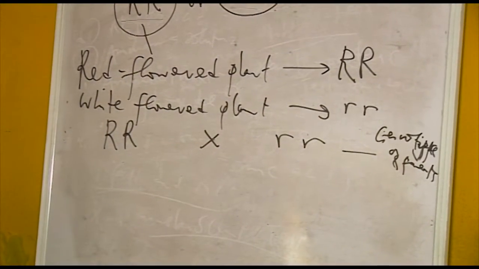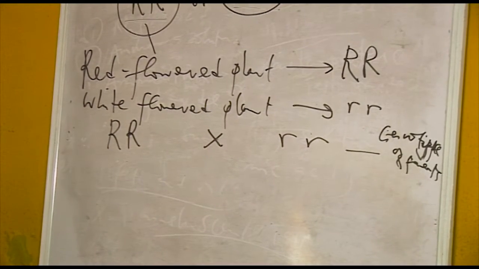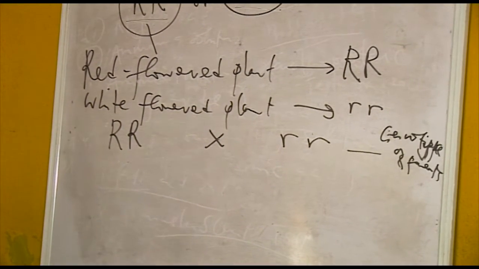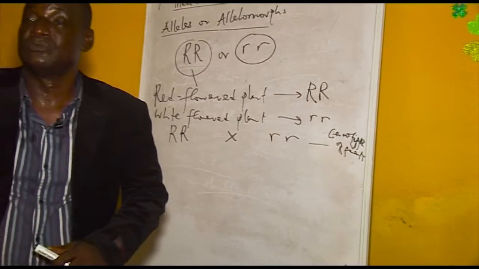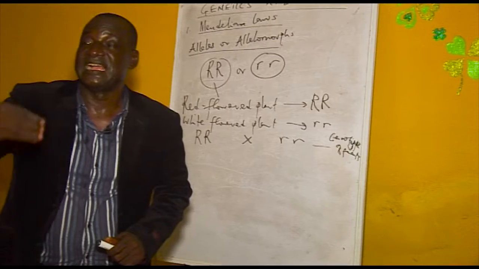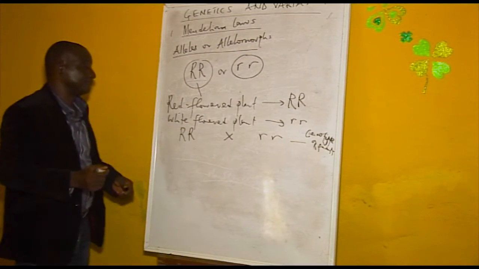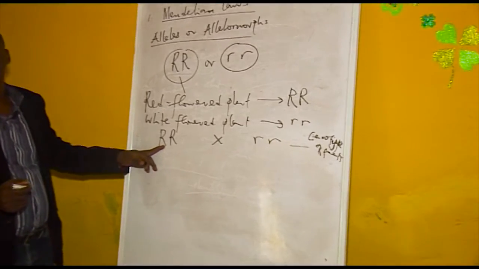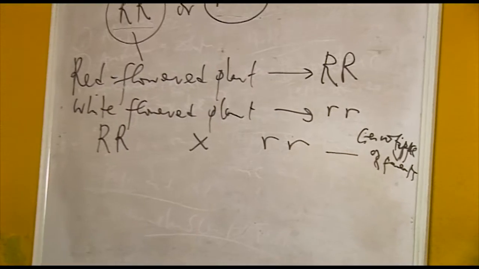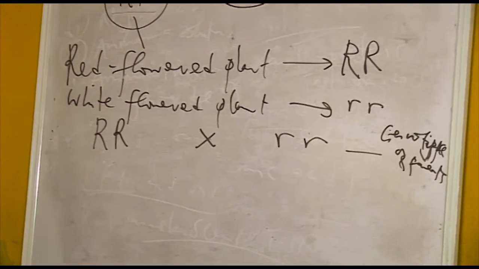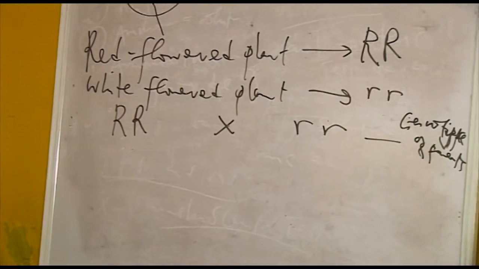Now, you know that for any pair of genes, there is always gametes, because it is from the parent that gametes will be produced. Now, the number of pairs of genes determines the number of gametes. Because the gametes are the ones that fuse together and result in a zygote. It is this zygote, after cell division and multiplication of cells, that will result in an individual.